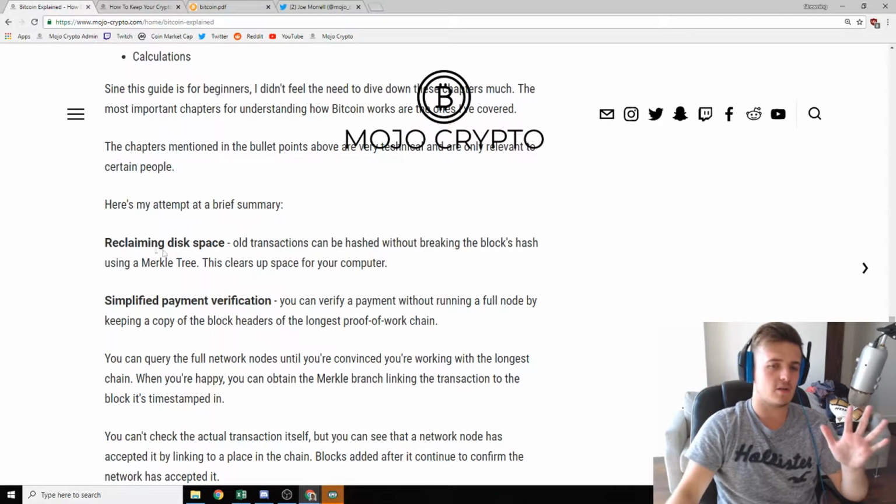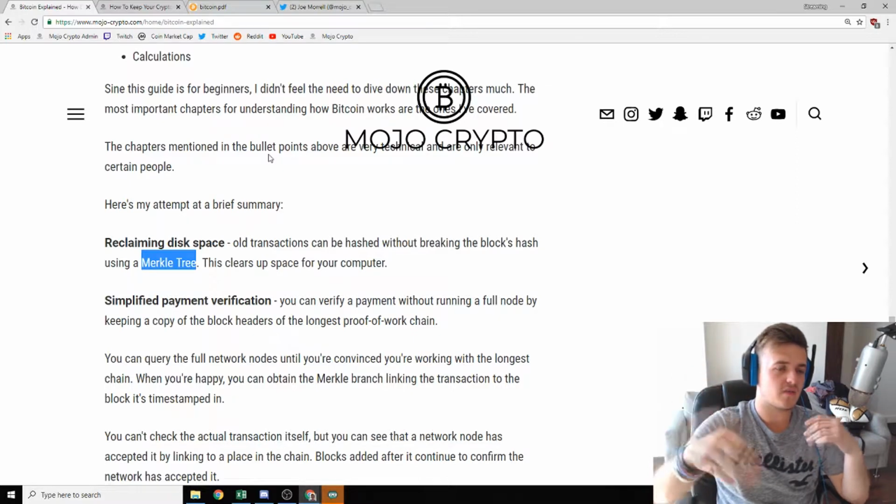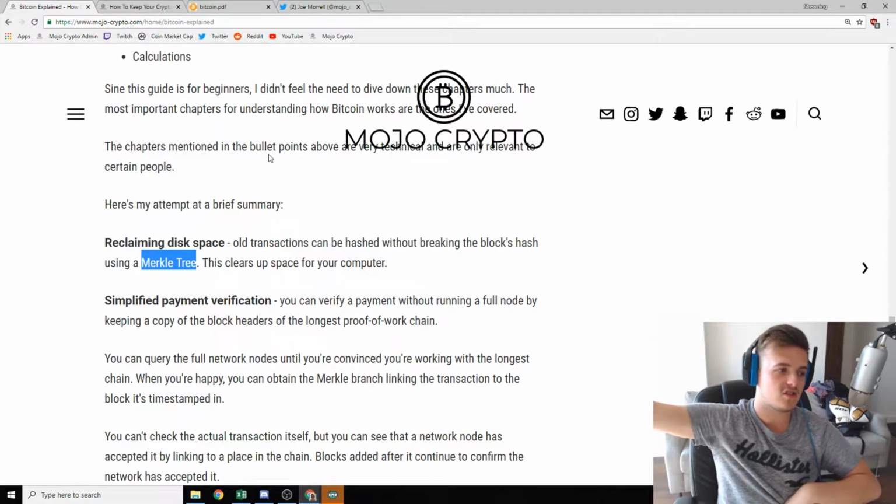So you can use something called a Merkle tree. I'm not going to dive into that because it's a bit baffling, but basically what this allows you to do is hash things without breaking the hash that makes the whole blockchain work.